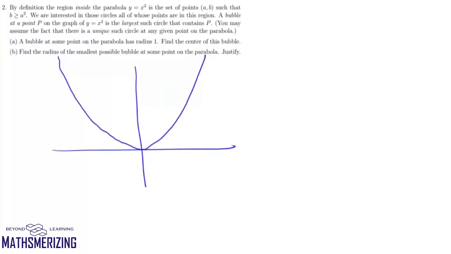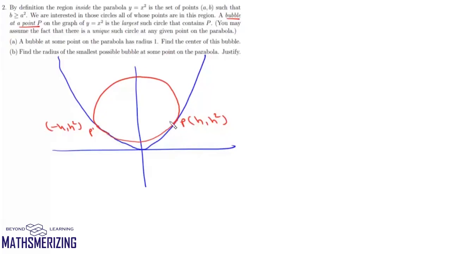So we have this parabola y equals x square. And then at any point P, we have to draw the largest circle. Bubble is the largest such circle that contains P. So any largest circle which contains P must be tangent to this parabola. And it will also touch the corresponding point on the left hand side. So let this point P be (h, h square). Now this P dash will be (minus h, h square). Now this circle touches this parabola at this point P.